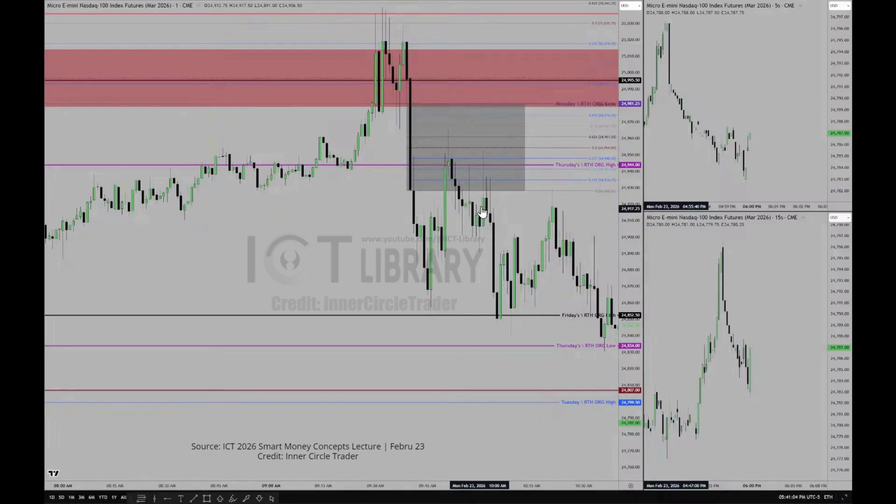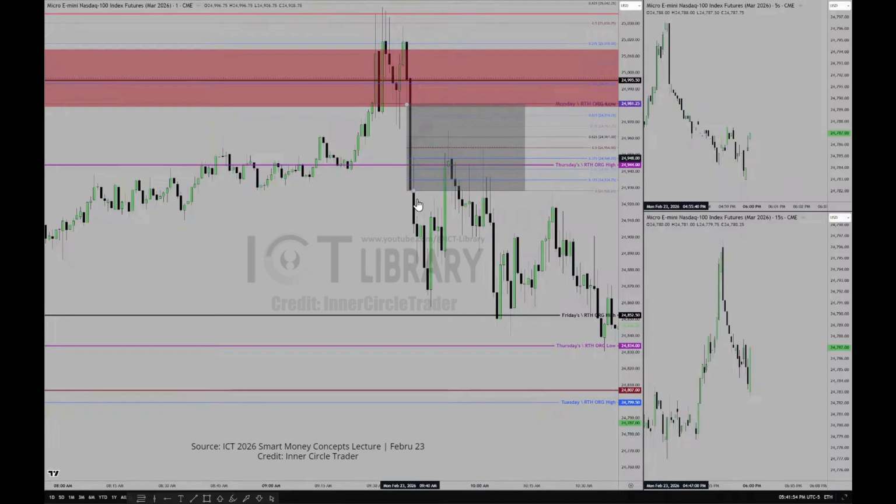Here we have another attempt to get up into it, but now look what this does. It doesn't even get to consequent encroachment at all. Now we have a lower high in deference to this high inside of this inefficiency. No bodies of the candles are allowed to be laid down in the upper half. That's real institutional order flow.